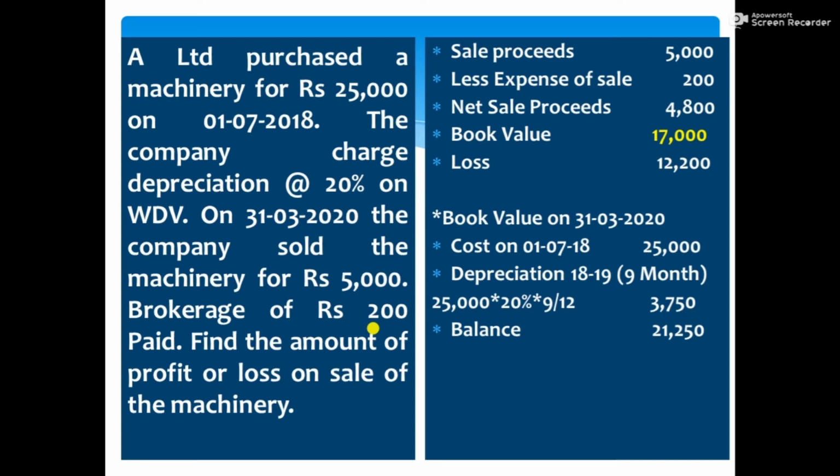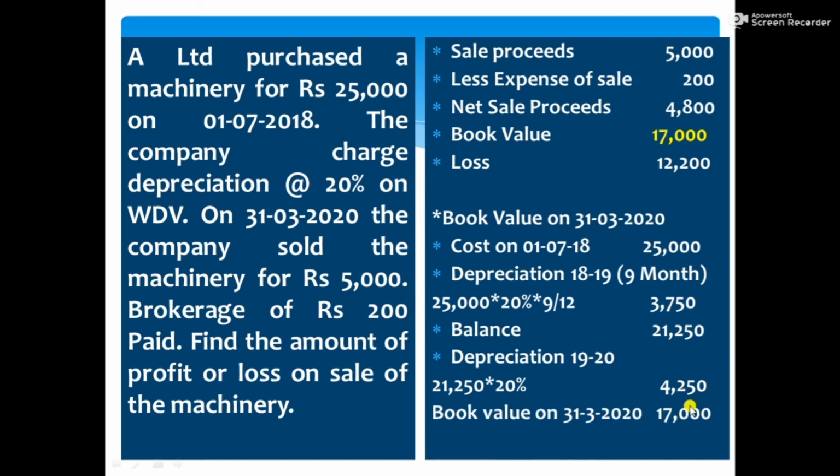Depreciation for the second year, full year depreciation, written down value method. Therefore 21,250 is the opening balance for the second year. 21,250 into 20%, 4,250. Deduct that from the balance, 21,250 minus 4,250. You will get the book value on 31st March 2020, that is rupees 17,000.